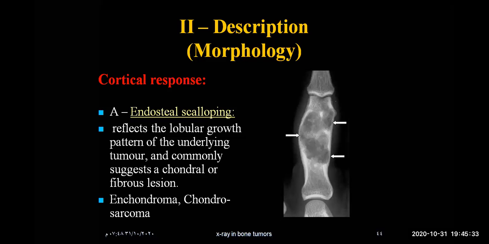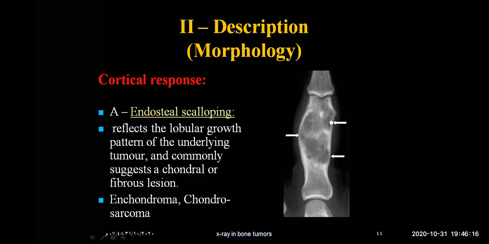We start either with endosteal scalloping, like this one. This is common. Remember this name, endosteal scalloping, common in enchondroma. And it is one of the radiological signs of malignant transformation in chondroma. Okay? If I find endosteal scalloping like this in enchondroma, I would suspect malignant transformation into chondrosarcoma.